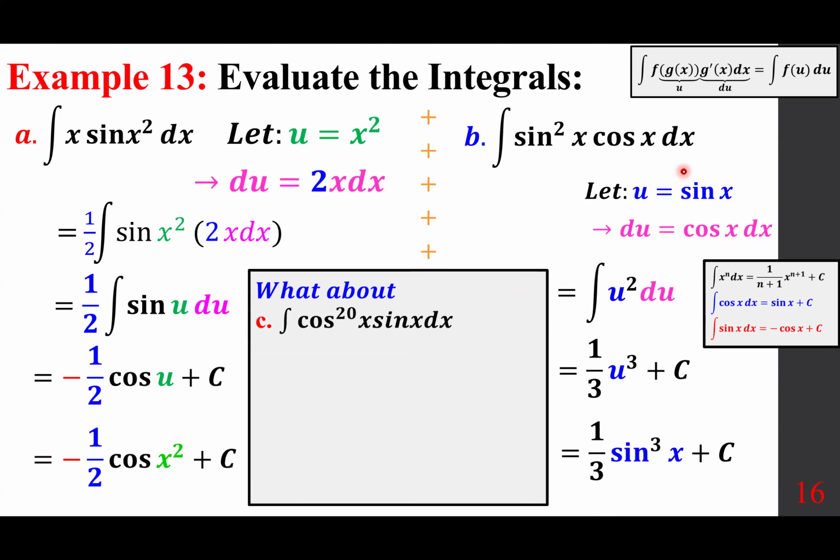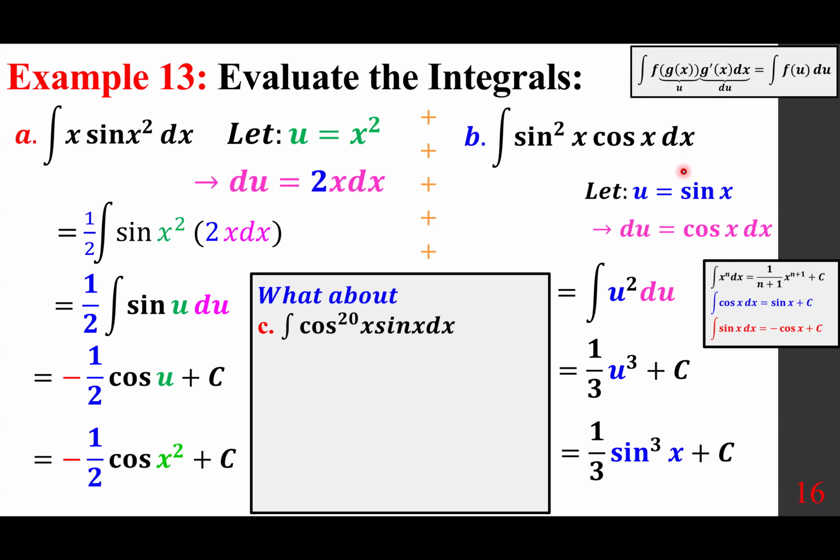What if we have the integral of cosine to the power of 20 x sine x dx? Well, cosine has the exponent. Then cosine is a choice of u. Its derivative is negative sine x, which makes du negative sine x dx. So everything is there except the negative sign, which means negative 1. So I can rewrite this with a negative sign next to it and negative outside.